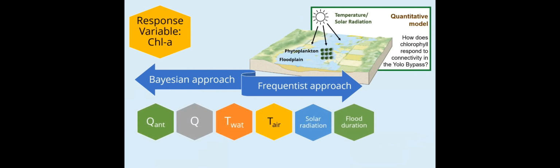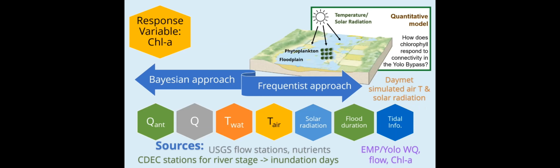For the quantitative modeling, we are using 2 different approaches, the frequentist and the Bayesian approach. For a response variable, we have integrated measurements of chlorophyll A, and for our predictors, hydrologic connectivity metrics such as flow, inundation, tidal information, and primary productivity relevant data such as air and water temperature and solar radiation. These data are being collated from multiple sources and agencies such as USGS, CDEC, EMP, and YOLO bypass stations, and simulation products such as DAMAT.